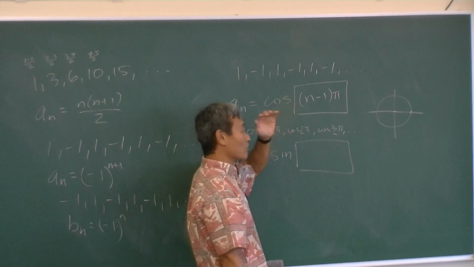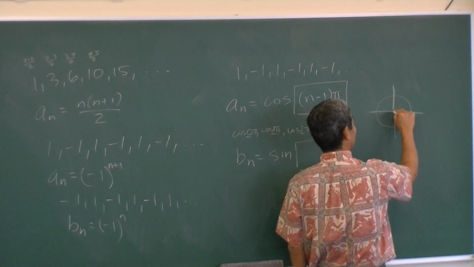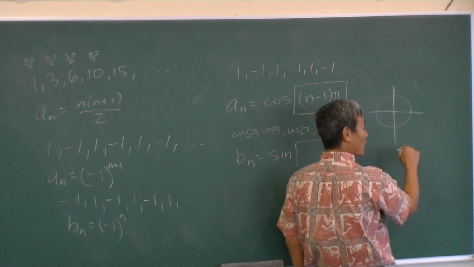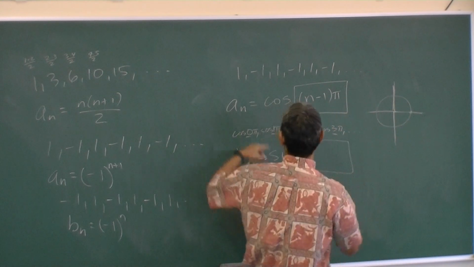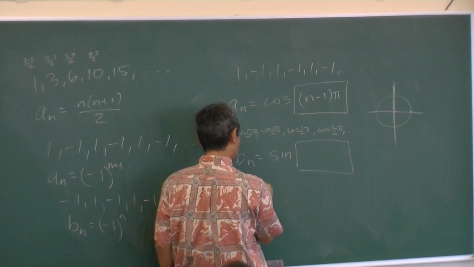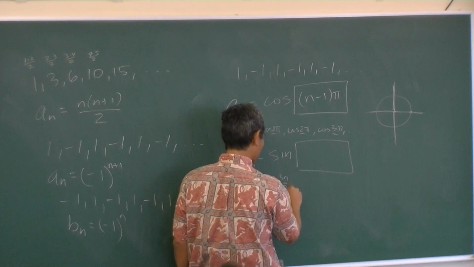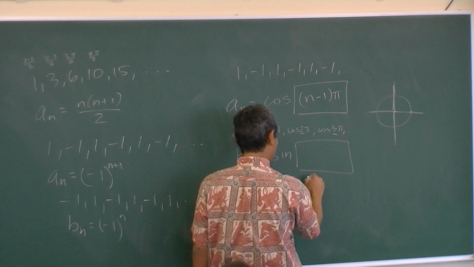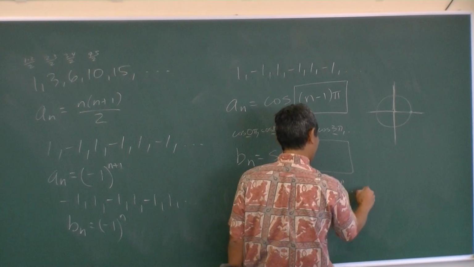Where is sine equal to 1? Pi over 2. When is it negative 1? 3 pi over 2. And then when is it 1 again? 5 pi over 2. And 7 pi over 2, right? So what you want is sine of pi over 2 is 1. Sine of 3 pi over 2 is negative 1. Sine of 5 pi over 2 is 1. Sine of 7 pi over 2 is negative 1.